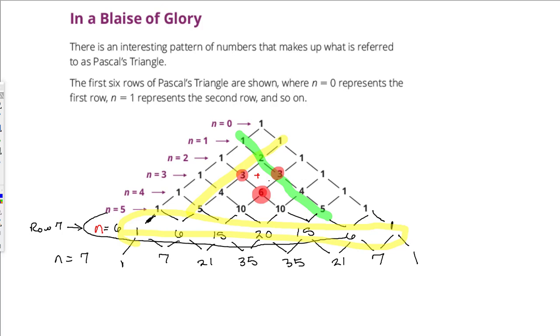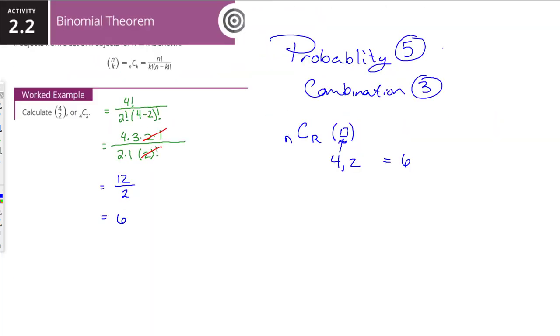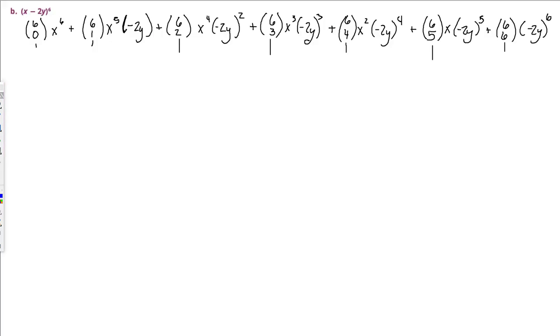So let's go back. And that's going to make this a 1, 6, 15, 20, 15, 6, and 1. And so remember, just take that one row and that gives you all your coefficients. You can use the binomial theorem, and so you can find one specific term. I just wanted to show you all the connection between the two.